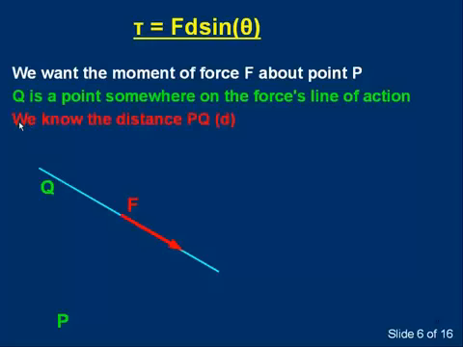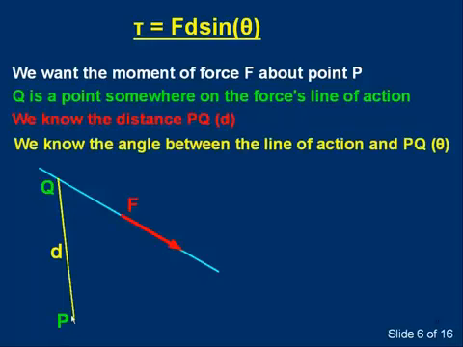And let's suppose in the question we are given, so we know, the distance PQ. So we know the distance from the point about which we are taking moments to some point on the line of action. We know it's distance D. Let's mark it. We know this distance D. Let's suppose we also are told, so we know, the angle between the line of action and PQ. So we know the angle between this line and the line of action. Let's mark it in, theta.